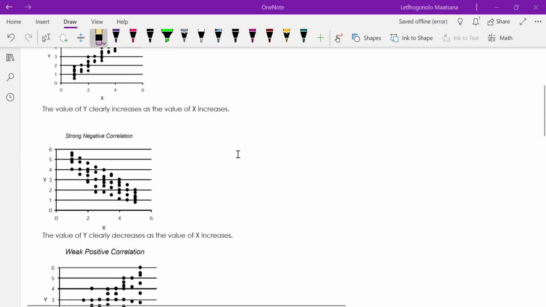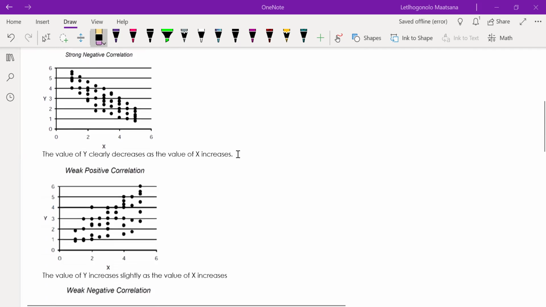We have strong negative correlation. In this correlation, when the x increases, the y decreases. And we say it's strong because you can clearly see the relationship between the two.